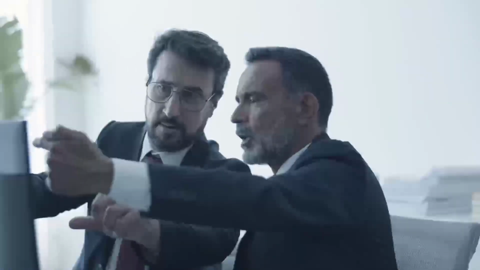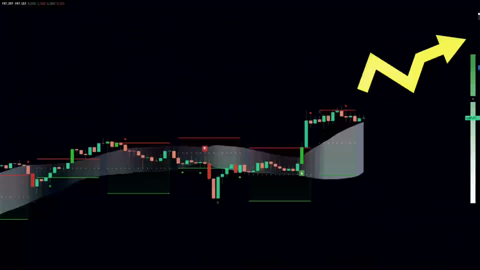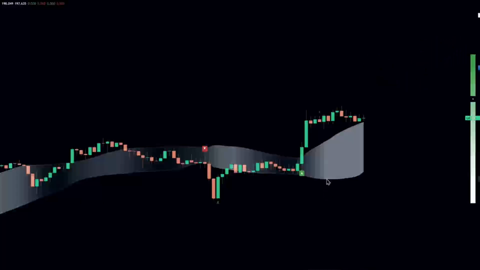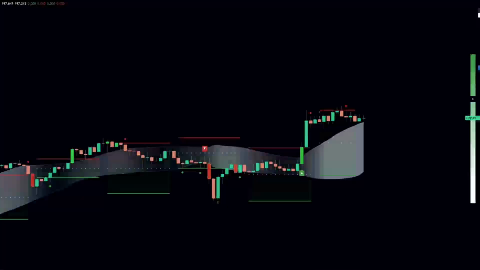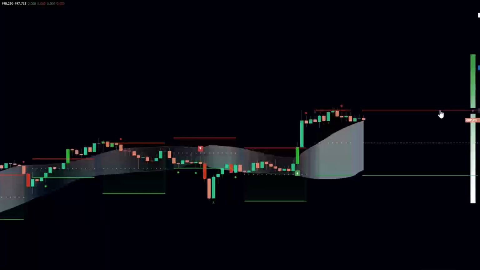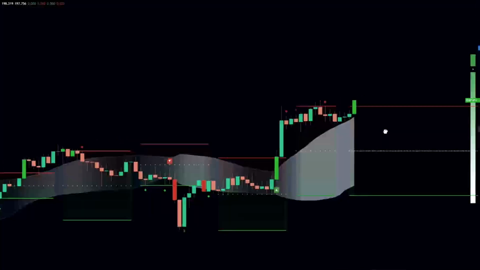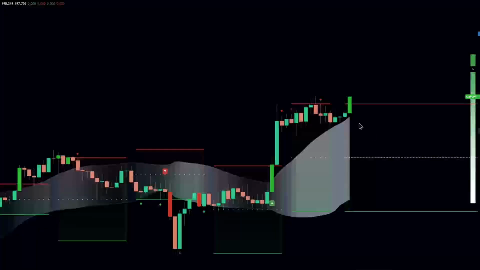Let me show you with an example. For a long trade, here's what we need. First, the price should be in a bullish trend. To confirm this, the candles should be trading above the gray trend cloud. Second, we need a higher time frame high level to form within the bullish trend. You'll see this as a red horizontal line on the chart. Third, wait for the price to break and close above this level. This breakout increases the odds of the price moving higher.